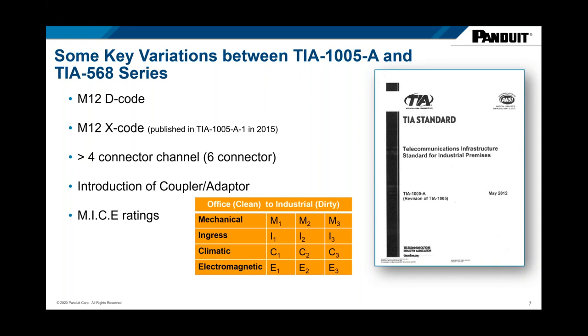You see M.I.C.E level 1, M.I.C.E level 2, M.I.C.E level 3. So M.I.C.E level 3 would be your harshest environments. Your M.I.C.E level 1 would be something closer to what you would see in an office environment. And what that allows us to do is really rate that installation, design better considering the environmental factors, and select our product in a better way.